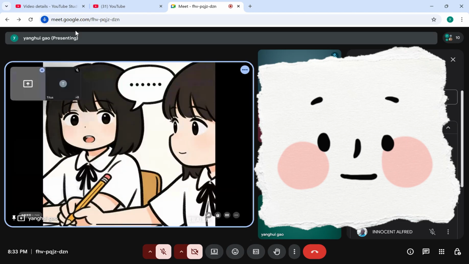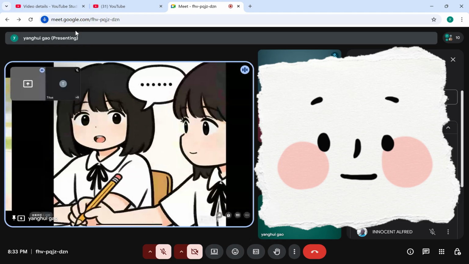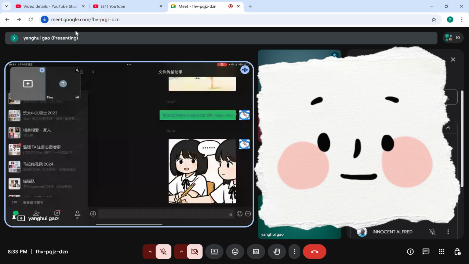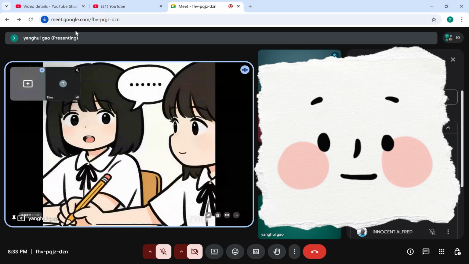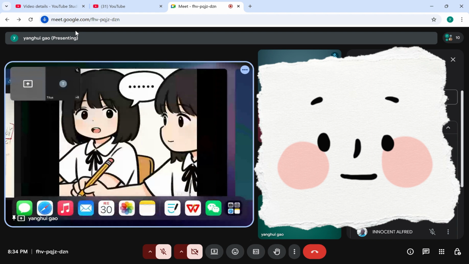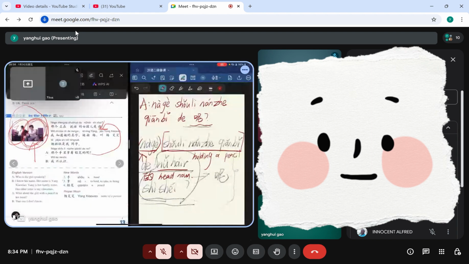So here, this girl, 铅笔, holding a pencil in her hand. So we say 手里拿着铅笔. 那个手里拿着铅笔的女孩. OK, 女孩, we talk about this girl.